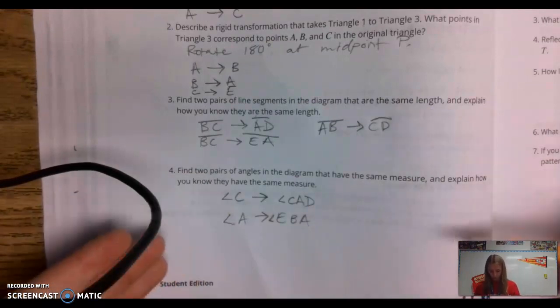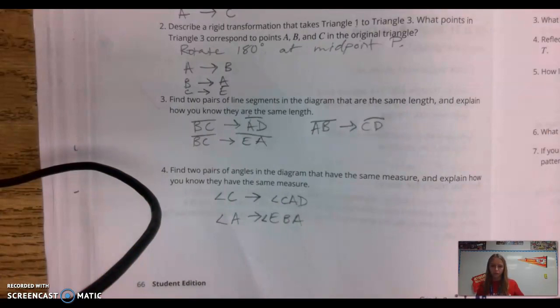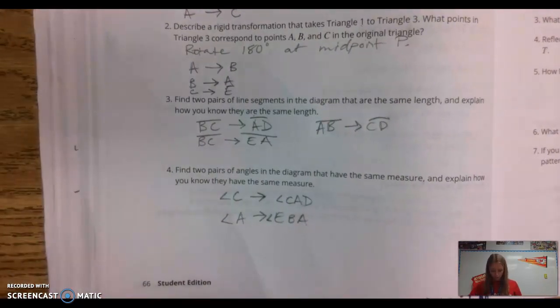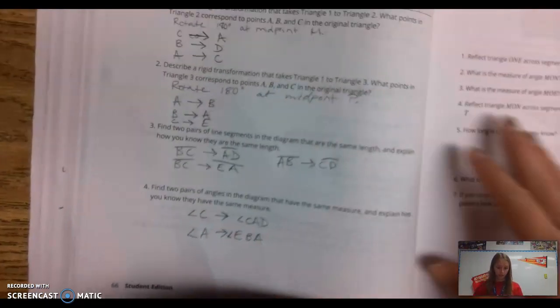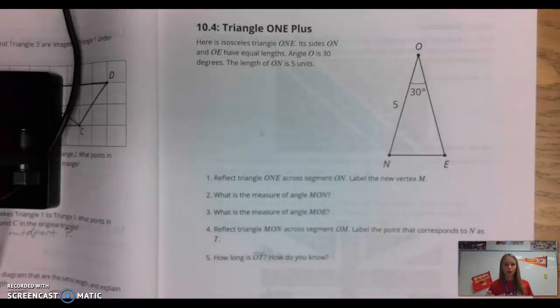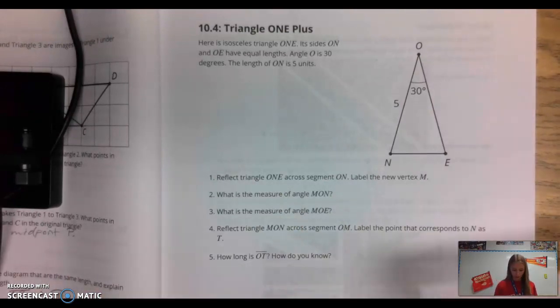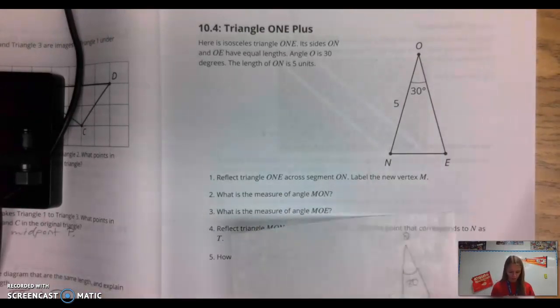And the reason why we know they are the same length is it's proven through our rigid transformations, because they land directly on top of each other without being changed. Okay. Alright, on to the last one here. So what we're going to do is just follow these instructions and see what we find out.